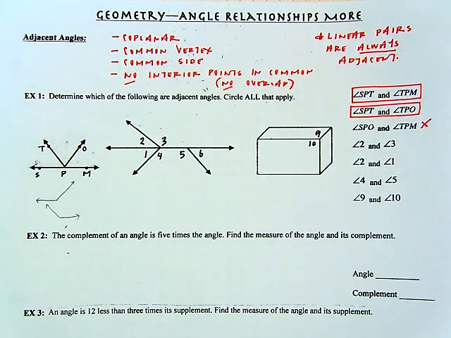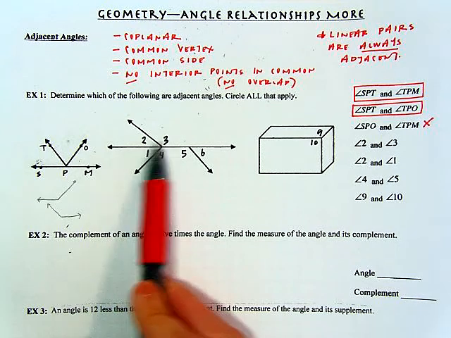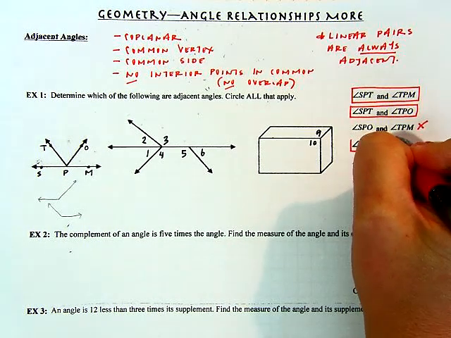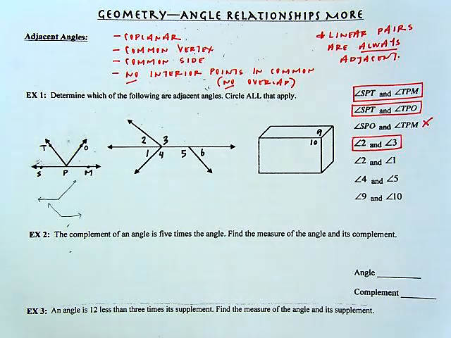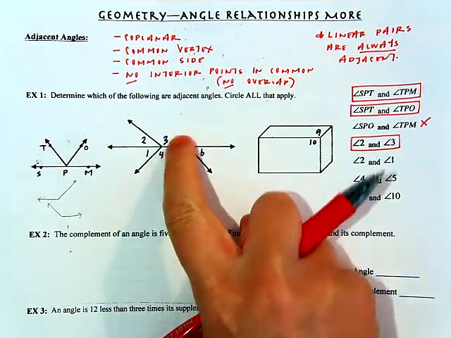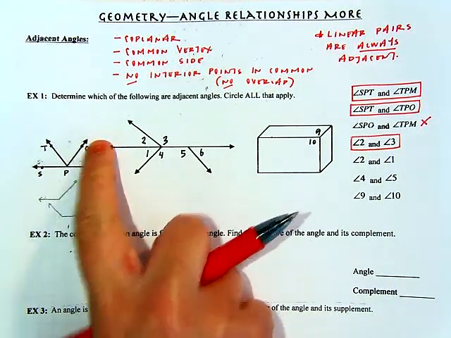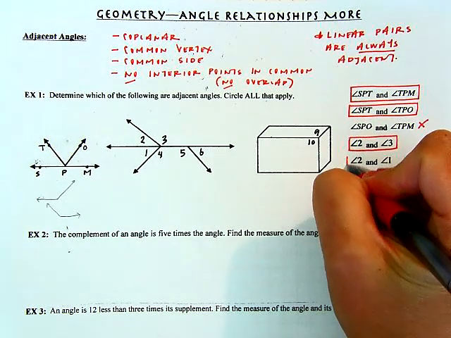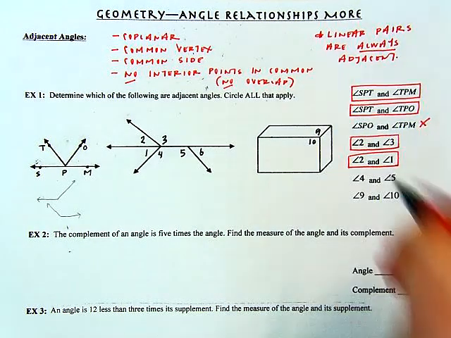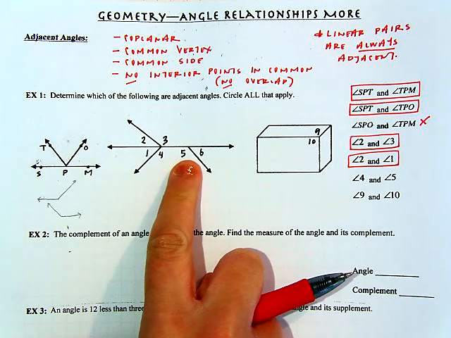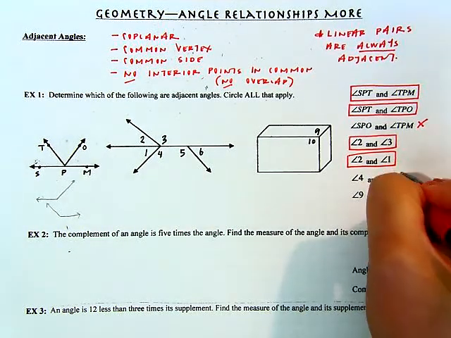How about 2 and 3? Those are a linear pair. Linear pairs are always adjacent, so we like it. Box away. 2 and 1: we know they're coplanar, on the same plane. Common vertex, common side. There's no point in angle 1 that would also be in angle 2, so we are good, adjacent. Okay, 4 and 5. They don't have a common vertex, so sadly, no.